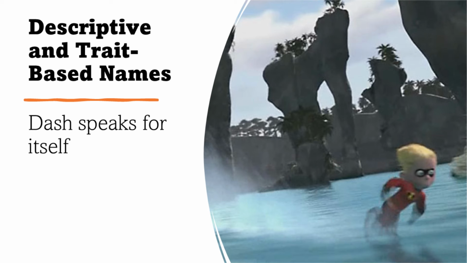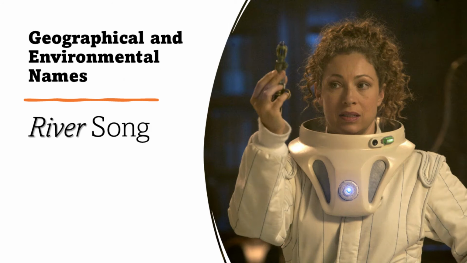Technique number 8, descriptive and trait-based names. Names that reflect a character's defining traits or roles can be very effective. For example, Dash from The Incredibles was given an appropriate name for her speedster, and Bubbles from the Powerpuff Girls fits her bubbly personality. Don't be afraid to get clever here either. The Jaeger in Eren Yeager is derived from Jaeger, which means hunter, and reflects what he does in relation to Titans.